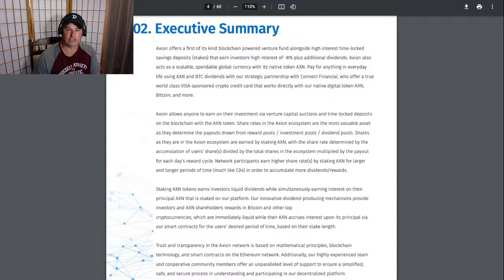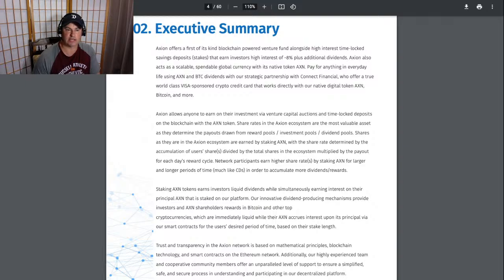Share rates in Axion ecosystems are the most valuable asset as they determine the payout drawn from the reward pools, investment pools, and dividend pools. And that's what I said earlier. So even though you're swapping your Axion for Axion shares, your shares are the most valuable thing.